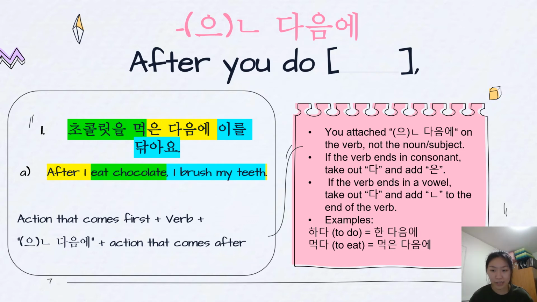Now let's look at 먹다. 먹다 ends in a consonant because it has 받침 of 기역. Therefore, you would add 은 at the end of 먹다 after you take out 다. If you want to say after you eat, you would have to say 먹은 다음에. Let's try practicing this in our next exercise.